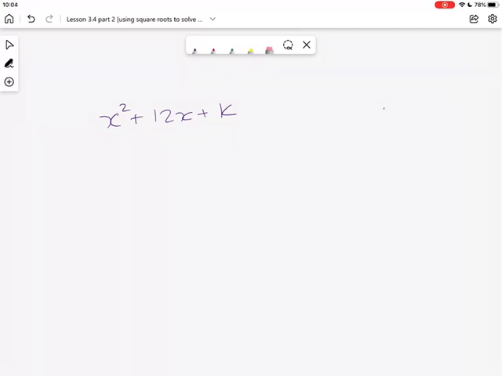So welcome back to part 2 of our lesson on using square roots to solve quadratic equations. I've got a question for you. I'm wondering for what values of k will this expression be factorable? So put me on pause and have a think about what that could be.